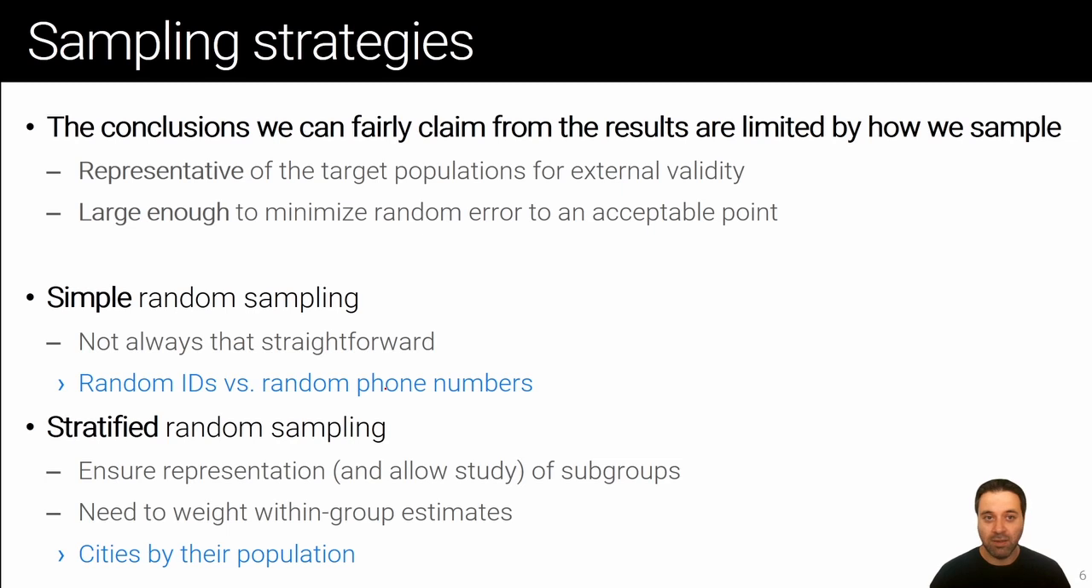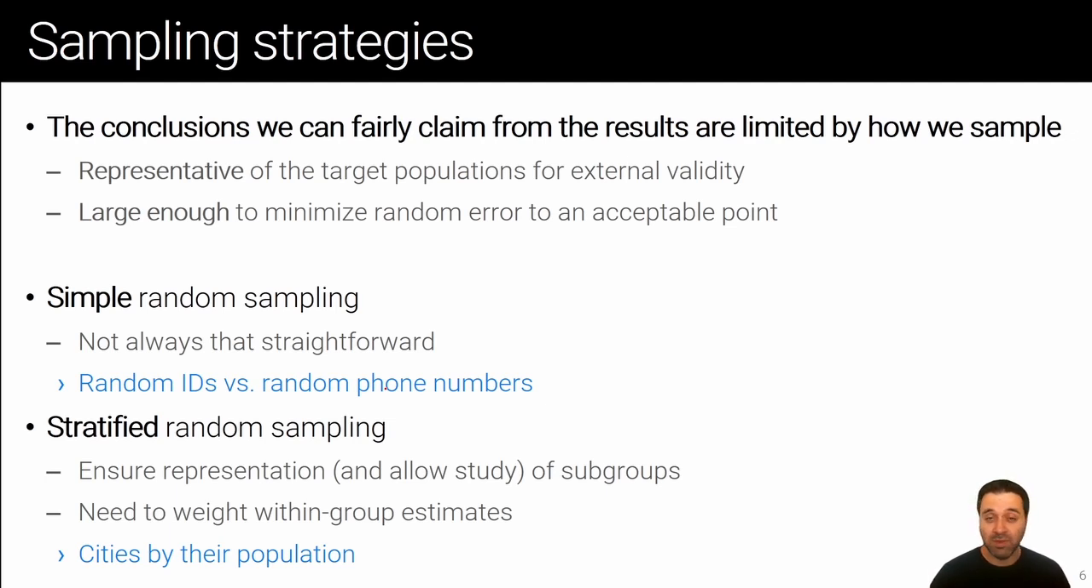Maybe we want to study something about customers in our shop. We just get the full list of customers, randomly select 50, 100, whatever, and then just make the study with those people. The problem, though, is that this is not always as straightforward as it might seem.